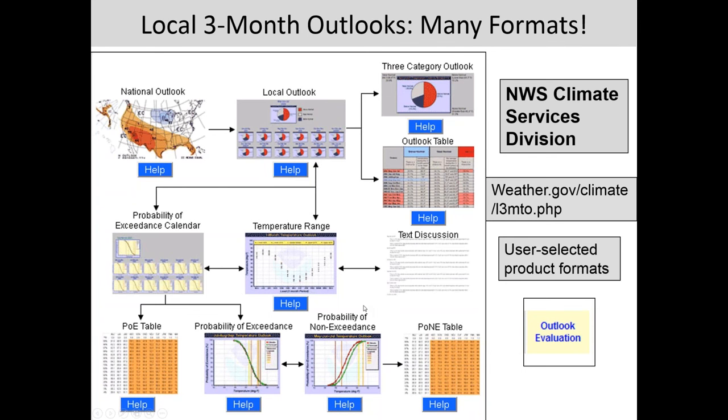You can see how there's also some text-based products, whether it's the text discussion or these probability of non-exceedance tables, probability of exceedance tables, and so on. Those get at some of the Section 508 compliance issues about having readable text as a product rather than graphical products.